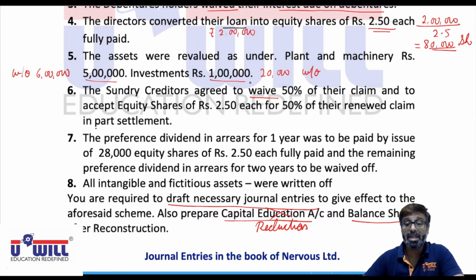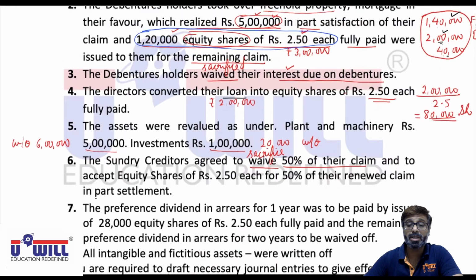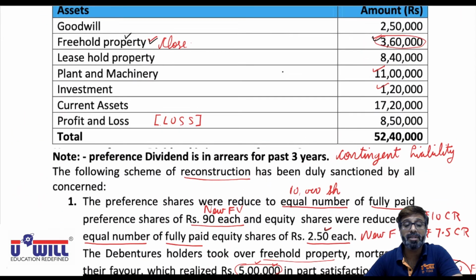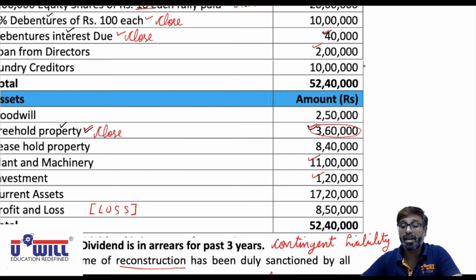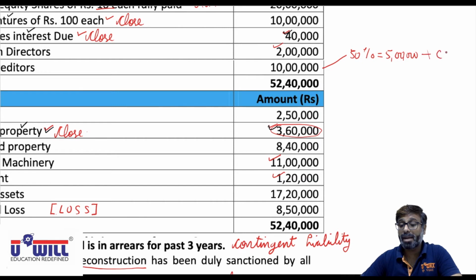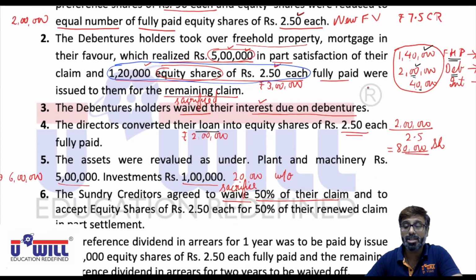Now all of you understand what is the meaning of waive? Sacrifice. Okay, waive means sacrifice 50% of their claim. Let's do this first. That will straight away go to capital reduction. You all can see sundry creditors are 10 lakh rupees. They waive or sacrifice 50%. So that 50% what they sacrifice, that is 5 lakhs. That will straight away go to capital reduction account.